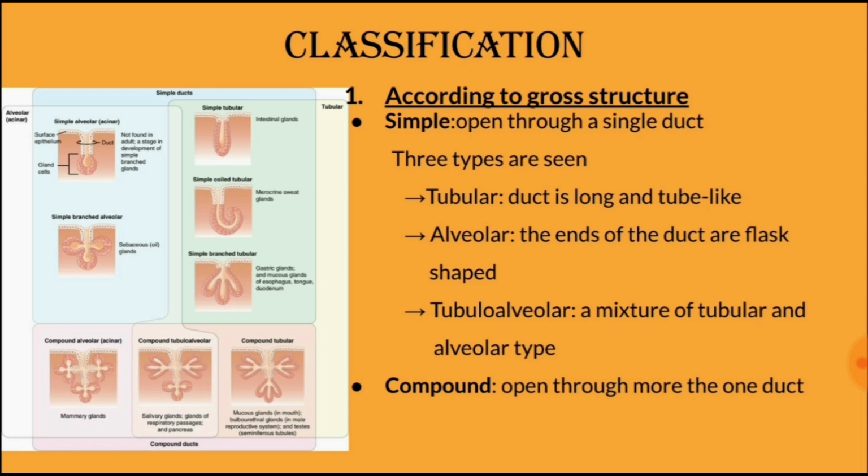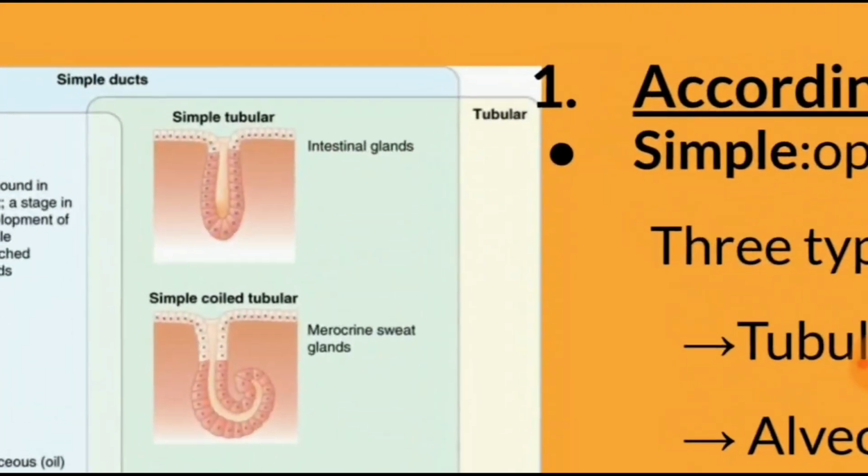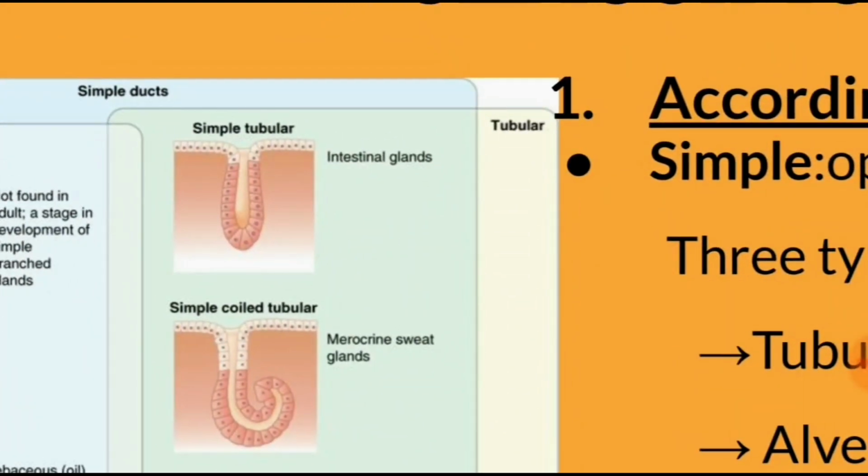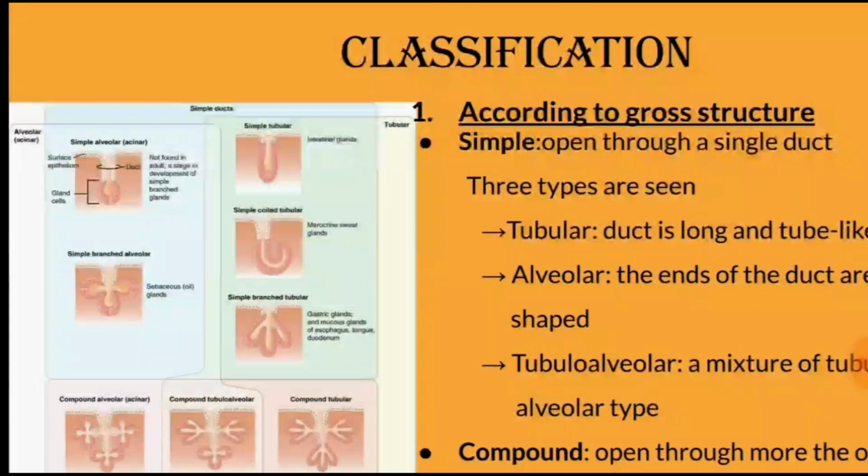In simple glands, there is only a single duct, and this duct is shaped in a tubular form, an alveolar form, or both, tubulo-alveolar. Tubular is long and tube-like. You can observe in this image a simple tubular structure, which is usually seen in the intestinal glands, where mucus or digestive enzymes are secreted in the intestine. That is the work of an intestinal gland, and you can observe the gross structure of the simple tubular form.